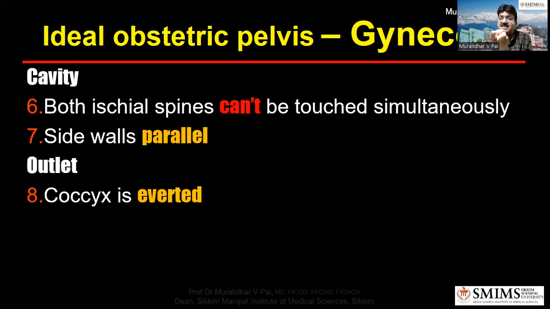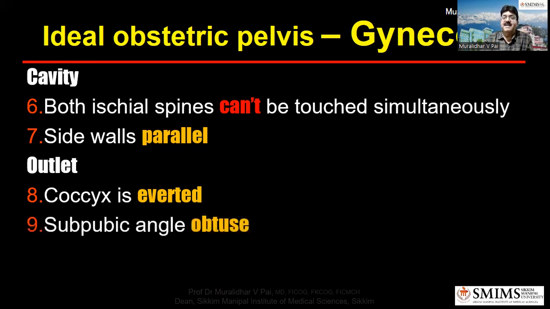So if the coccyx is jetting, then it will not allow the baby to come out. Then subpubic angle. If it is narrow, again, I can't get a circle there. It should be wide and nice, obtuse angle. Okay. And all these things went in a fashion and coming out. And finally, I can get my hands out.